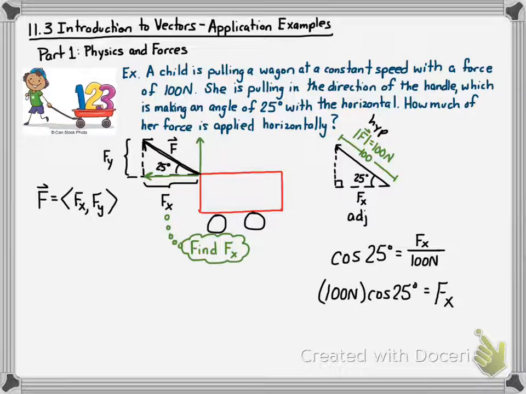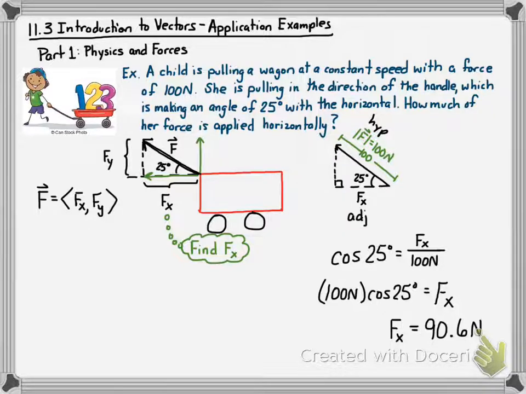25 degrees is definitely not one of our special angles, so I would want to type this value into my calculator, and I'd better make sure that my calculator is in degree mode, and if it is, you should check that you get 90.6 newtons. And so what this tells us is that that child is pulling on the handle with 100 newtons, but of that 100 newtons, 90.6 of those newtons are being used to pull the wagon forward.